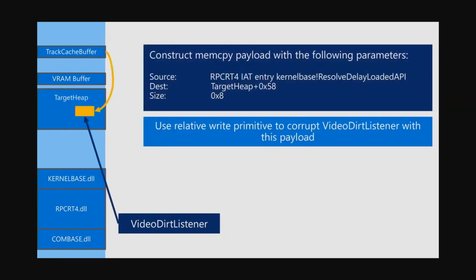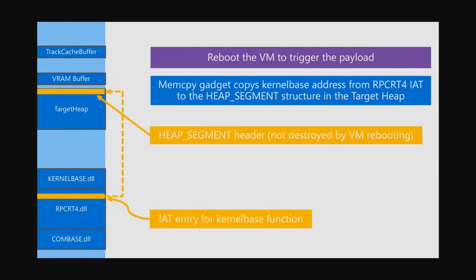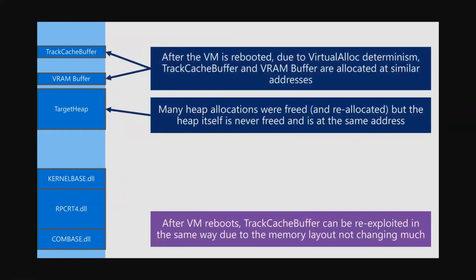So I use this memcopy payload to copy data into the target heap, and the data that I'm going to copy there is an IAT entry from RPCRT4, an IAT entry for a kernel base function. So this effectively allows me to leak the address of kernel base. So I restart the virtual machine, that address gets copied into the target heap, and then when the virtual machine reboots, the track cache buffer and the VRAM buffer get reallocated.